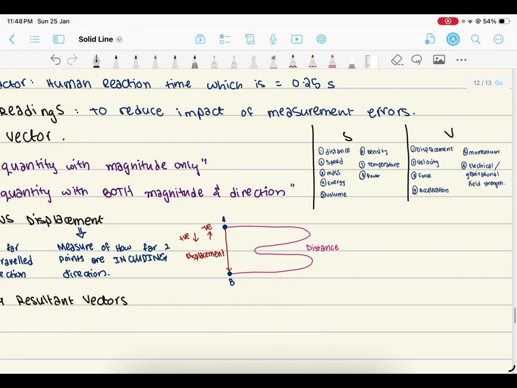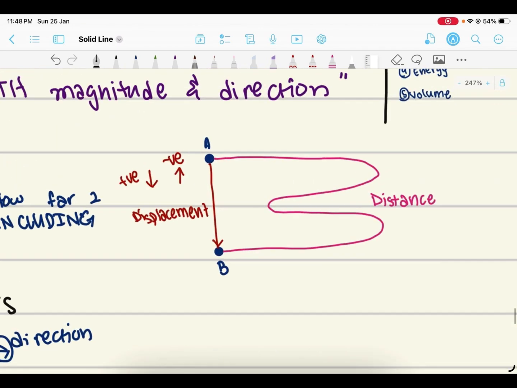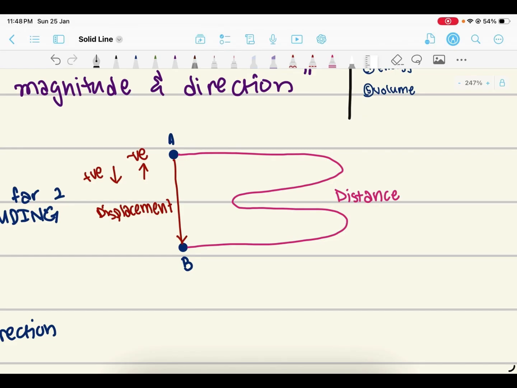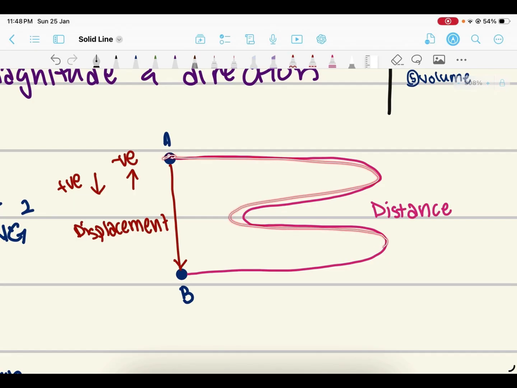Next, distance versus displacement. Distance is the measure of how far an object has traveled, regardless of direction, while displacement is the measure of how far two points are, including direction. Here is a visual example. Going from point A to point B, this is the path you took. It won't matter if you go from A to B or B to A, the distance will be the same.